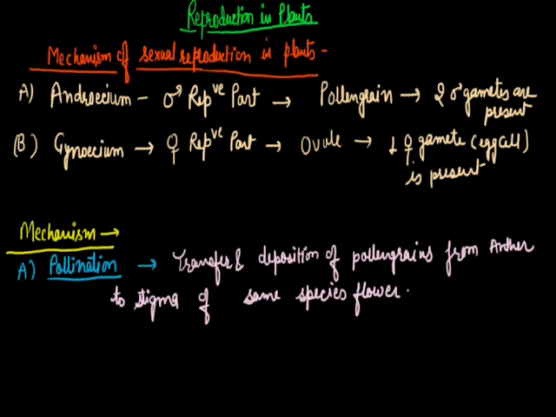So, as soon as pollen grains are formed inside the anther, it ruptures to release them, and that release of the pollen grain is known as pollination. It's not only the release of pollen grain; along with the release, they have to be deposited on the stigma of the same species.